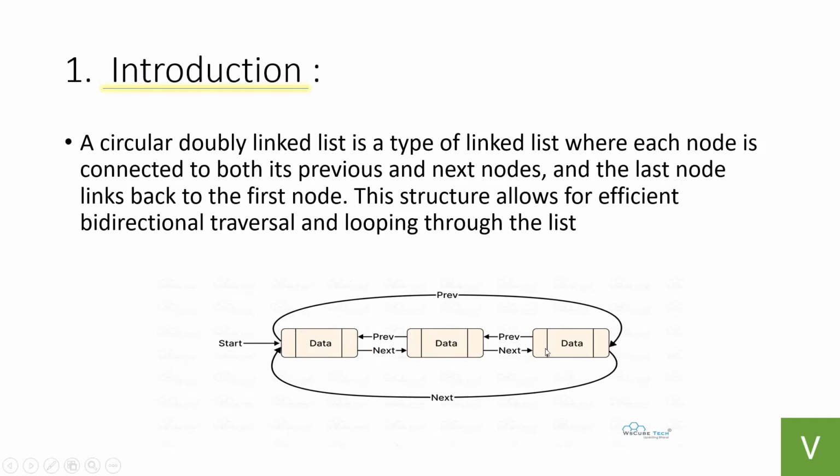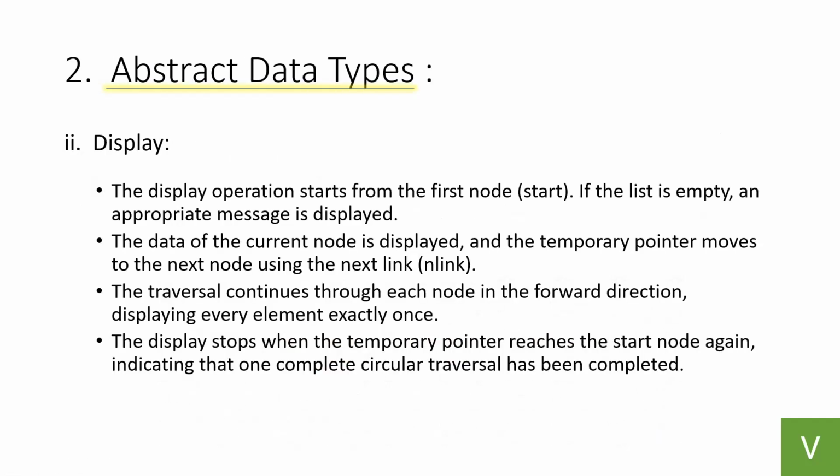Now let us look at the definition of a double circular linked list. A circular doubly linked list is a type of linked list where each node is connected to both its previous and next nodes, and the last node links back to the first node. This structure allows for efficient bidirectional traversal and looping through the list. So this is the definition of the double circular linked list. Now let us see the abstract data types.